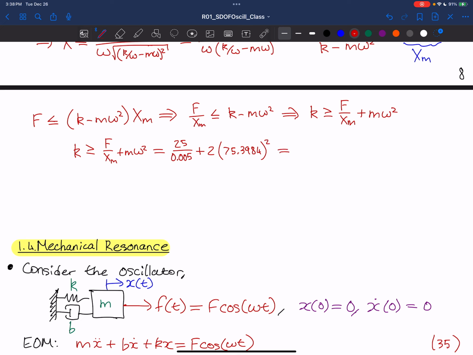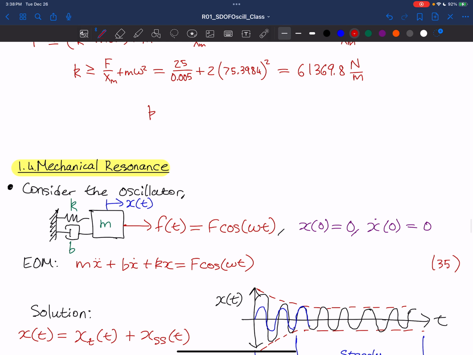And if we go ahead and compute this, we'll end up finding that K, or that value at least, computes out to be 61,369.8, and the units are newtons per meter. So we find that our stiffness must be greater than or equal to 61,369.8 newtons per meter without any kind of safety factor added here. So given this, we could now go ahead and design the support structure for this system.